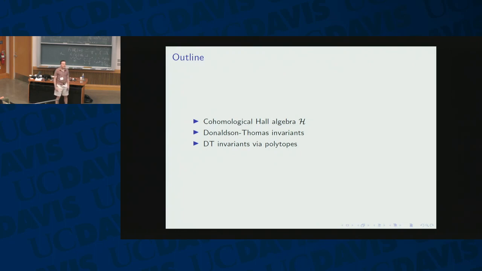So here's an outline. We're going to be talking about a certain algebra H called the cohomological Hall algebra. And under favorable conditions, the structure of H can be described by certain numbers. These are the Donaldson-Thomas invariants. And we're going to talk about a new way to think about these DT invariants using polytopes.